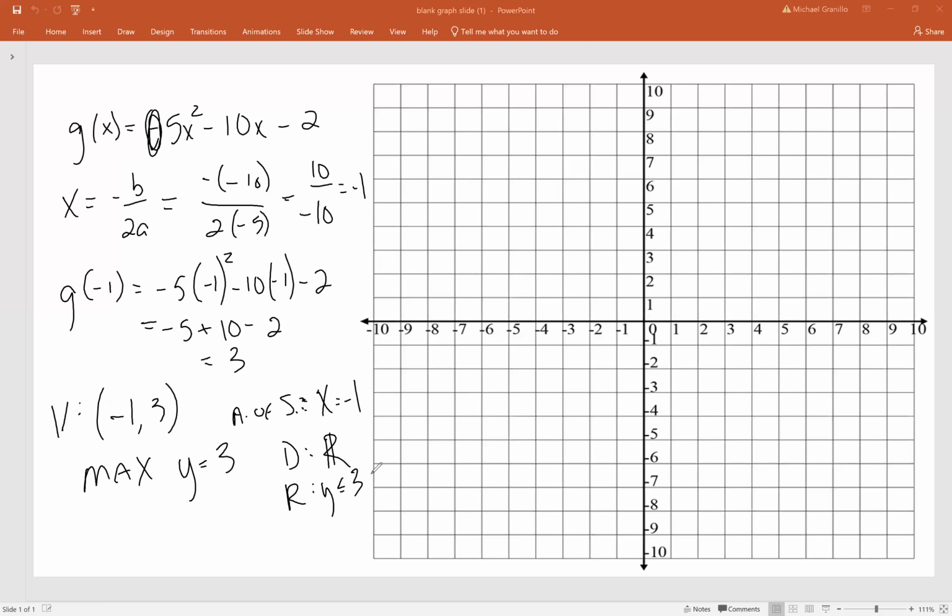And then the last thing, just to throw it in there, what's the y-intercept? Well, the y-intercept, if you recall, up here is negative 2. So we'd say the y-intercept is negative 2. So lots of information thrown at you, but a lot of information that we can get from the graphs.